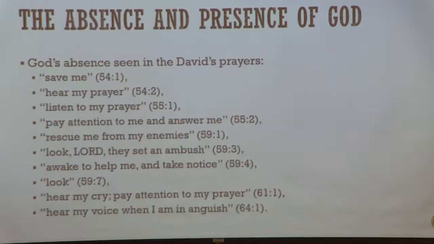God's absence is seen in David's prayers. Save me. Hear my prayer. Listen to my prayer. Pay attention to me. Answer me. Rescue me. Look. Wake up. Wake to help me and take notice. Hey, look over here. I'm like, what are you doing?